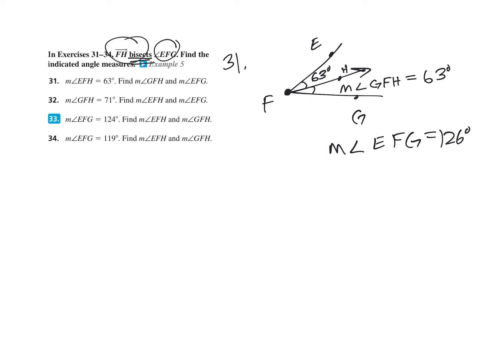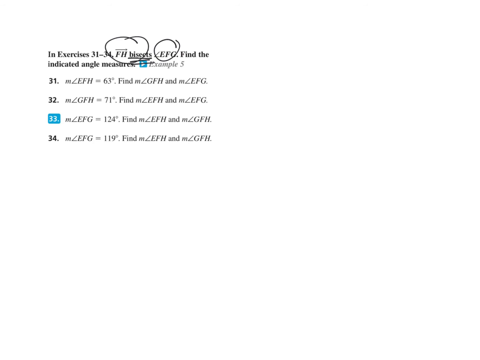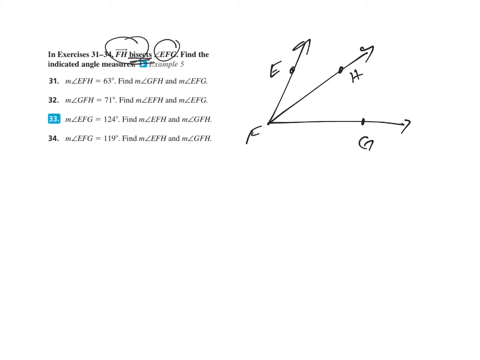All right. Now, we're going to change this to do number 33. So let me erase. I'll just get rid of all that and do it again. Okay. So 33, we just say this again. I'm going to draw it a little bit differently so we have a little more space. We have a bisector, FH, and this is E, F, and G. So 33, EFG, the whole thing here is 124 degrees.